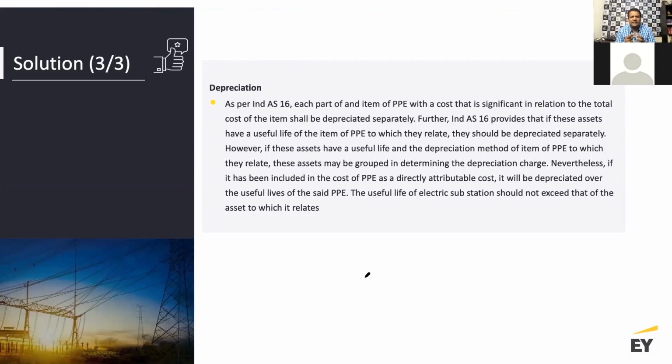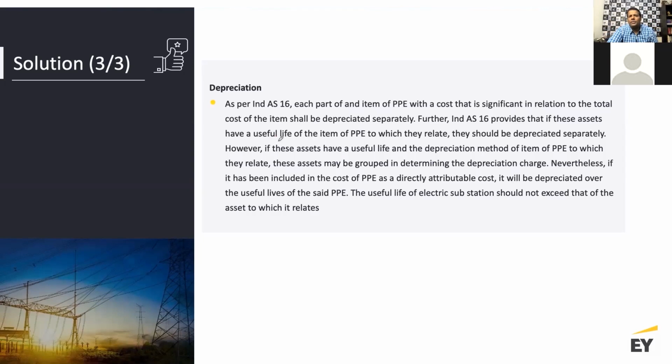This is considered as part of the overall cost of the factory, and you're going to determine the estimated useful life. You're going to determine the residual amount, if any, and then on the net amount, which is the cost minus the residual amount, you determine the useful life, and then you're going to provide the depreciation. So what is this answer suggesting?